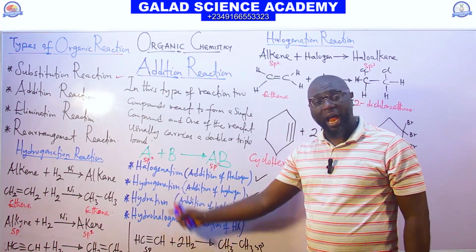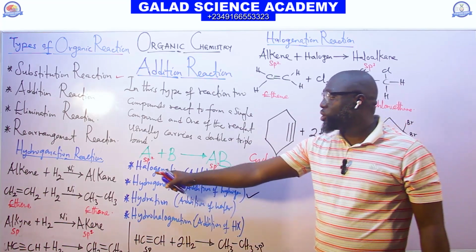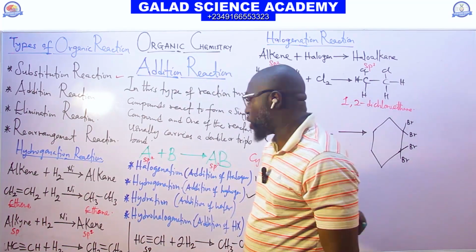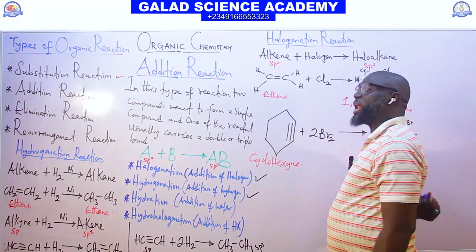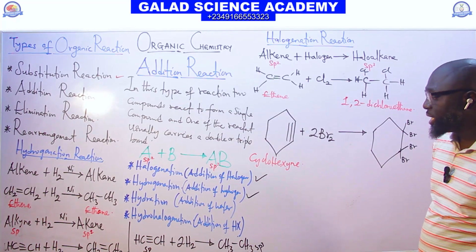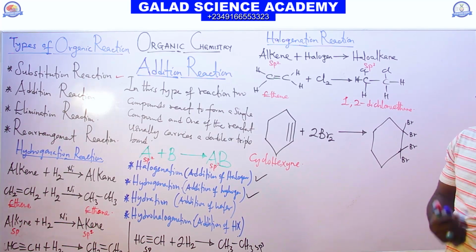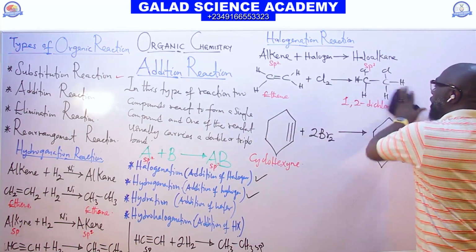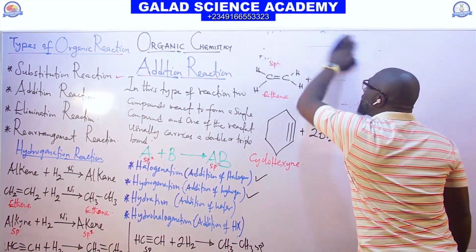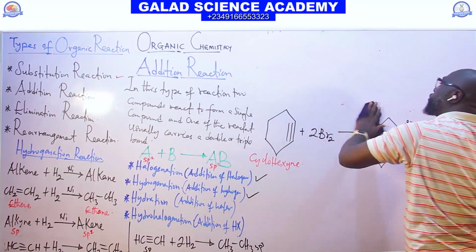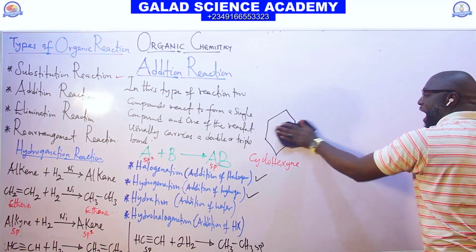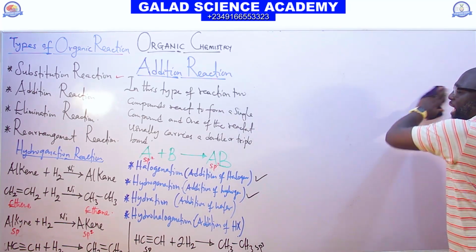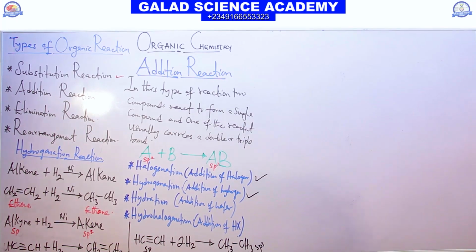So that is the illustration of addition reaction. Hydrogenation is when we add hydrogen to a compound. But halogenation is when you add halogen to a compound. So the next one that I would like to treat now is hydration reaction. If you are talking of hydration reaction, it simply means addition of water. So a process of adding water to an organic compound, we call it hydration.